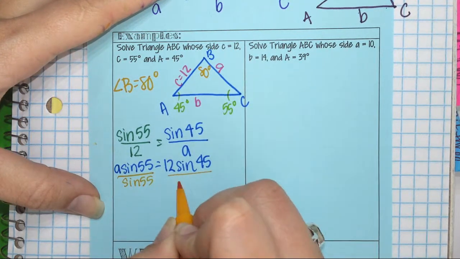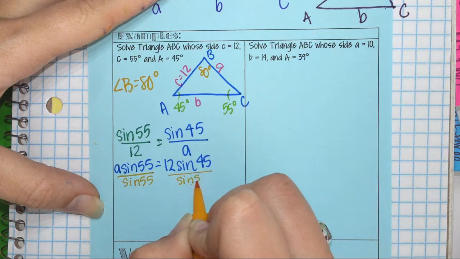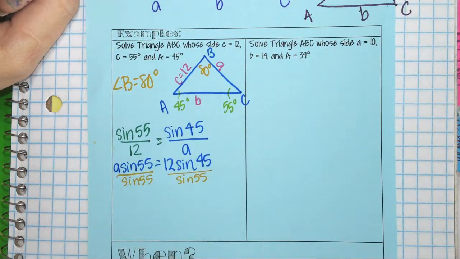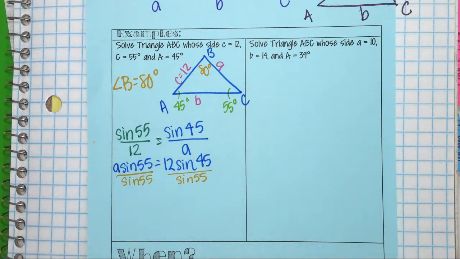Wait, Miss Andrea, you got 45 from, oh, you just put the 12 with the sine? Oh, this is so awesome. Oh, I thought you were supposed to multiply 55 and 45. Oh, dude.